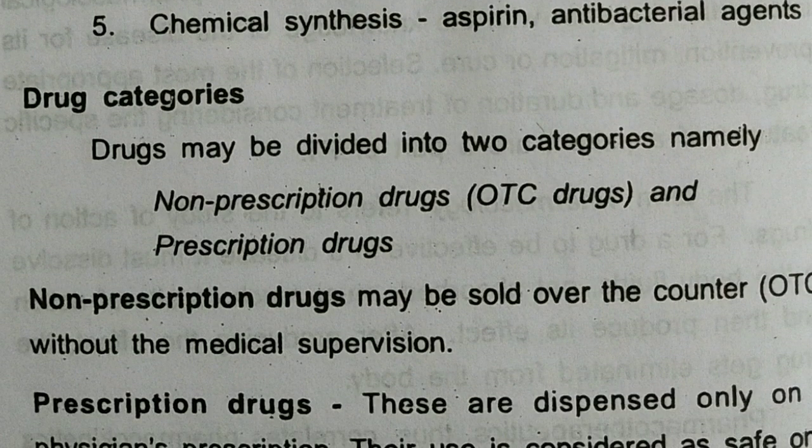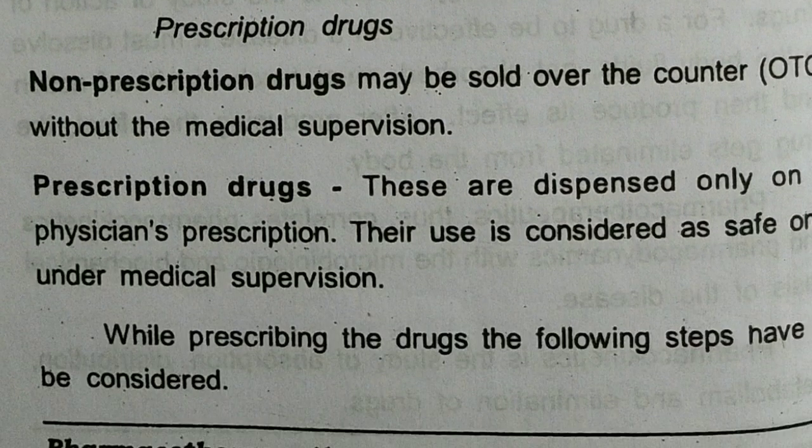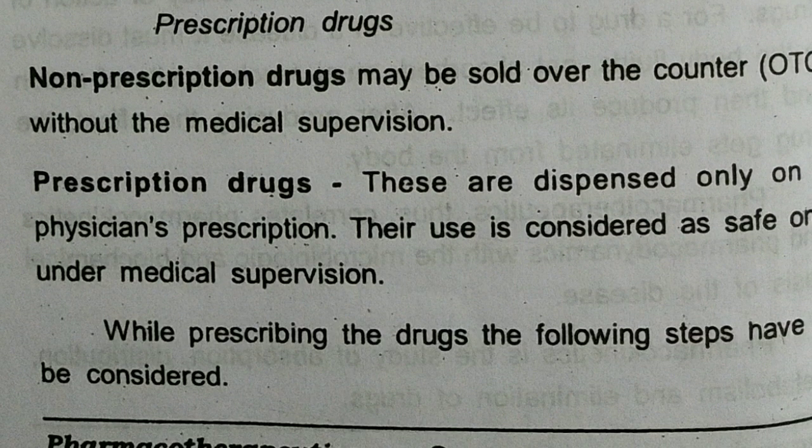ड्रग का कैटेगरी क्या होता है? ड्रग कैटेगरी में बी डिवाइडेड इनटू टू कैटेगरीज, नेमली नॉन प्रिस्क्रिप्शन ड्रग, ओटीसी ड्रग्स एंड प्रिस्क्रिप्शन ड्रग. नॉन प्रिस्क्रिप्शन ड्रग may be sold over the counter, OTC, without the medical supervision. प्रिस्क्रिप्शन ड्रग क्या होता है? These are dispensed only on a physician's prescription. Their use is considered as safe only under medical supervision.